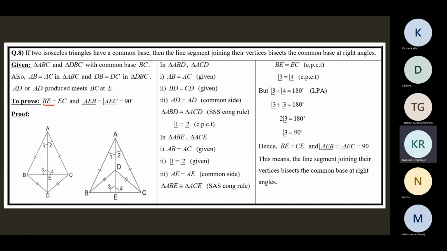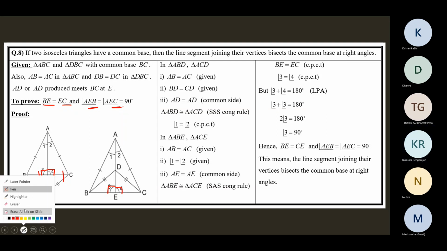We have to prove that BE is equal to EC. Angle AEB, angle AEC is 90 degrees. This is AEB, see here, and this is AEC, 90 degrees. The proof is the same.